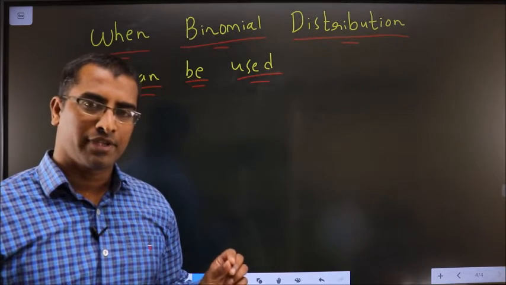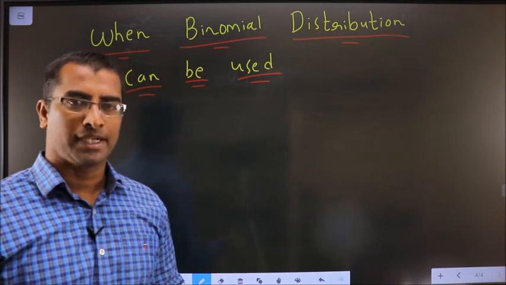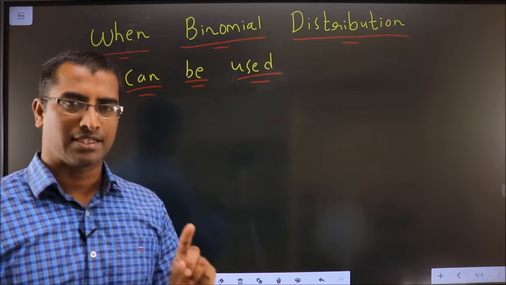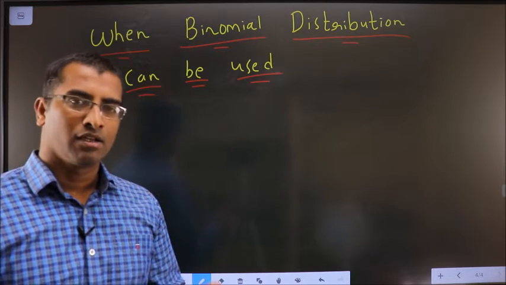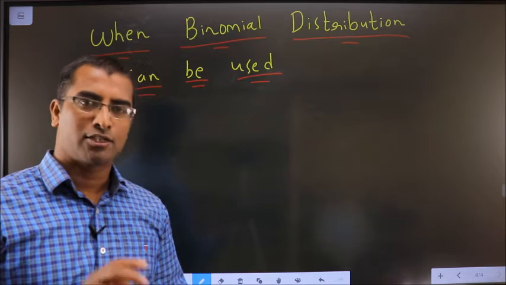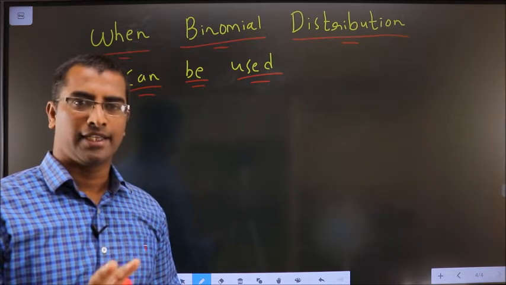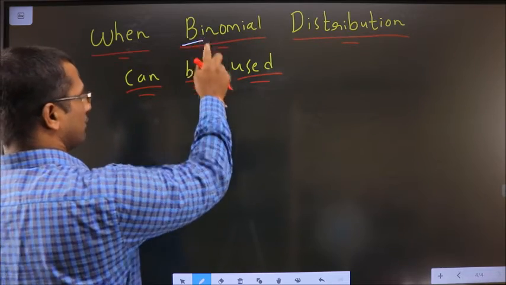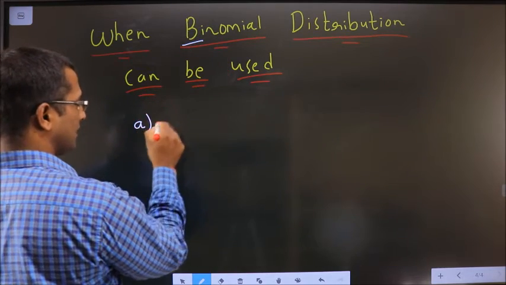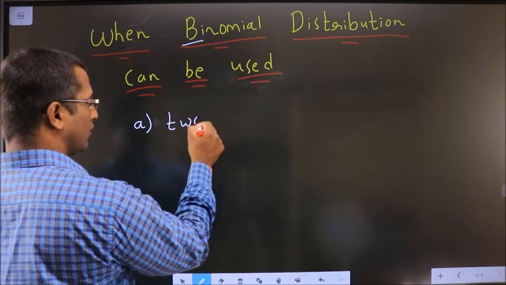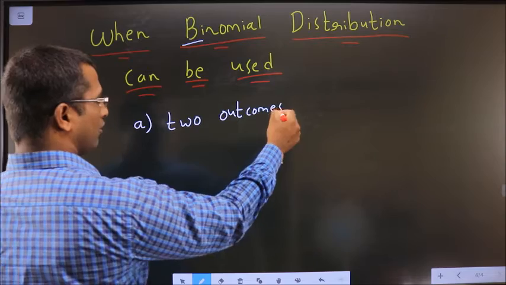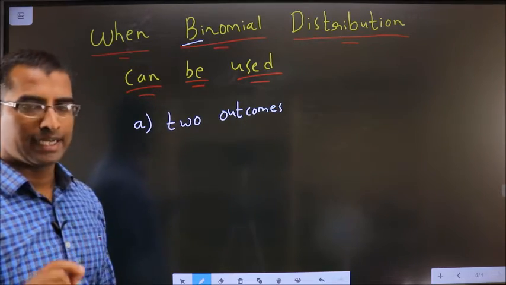In what situations should we use binomial distribution? Three conditions are to be remembered. First, for any event there should be only two outcomes; only then can binomial be applied. By two, I mean the first condition is that whenever the event has only two outcomes, only then can binomial be applied.